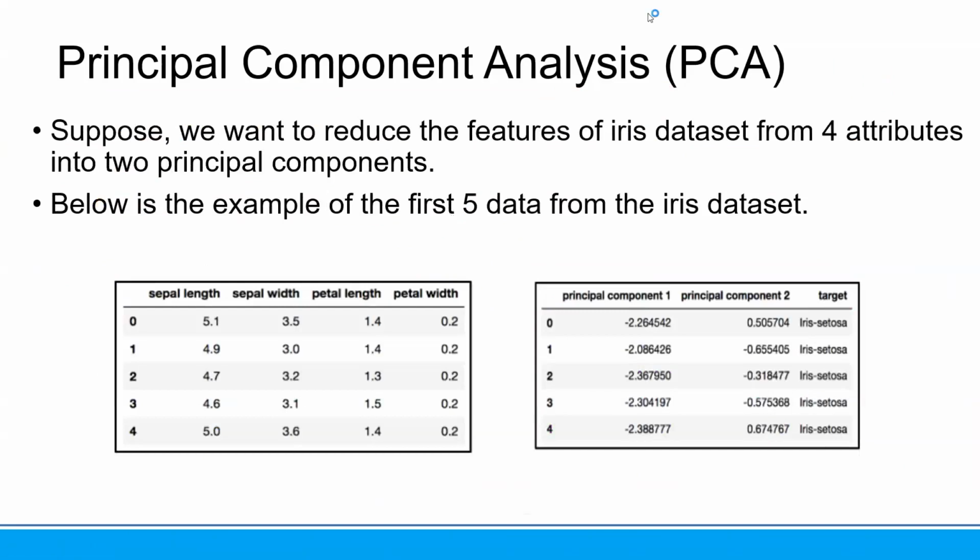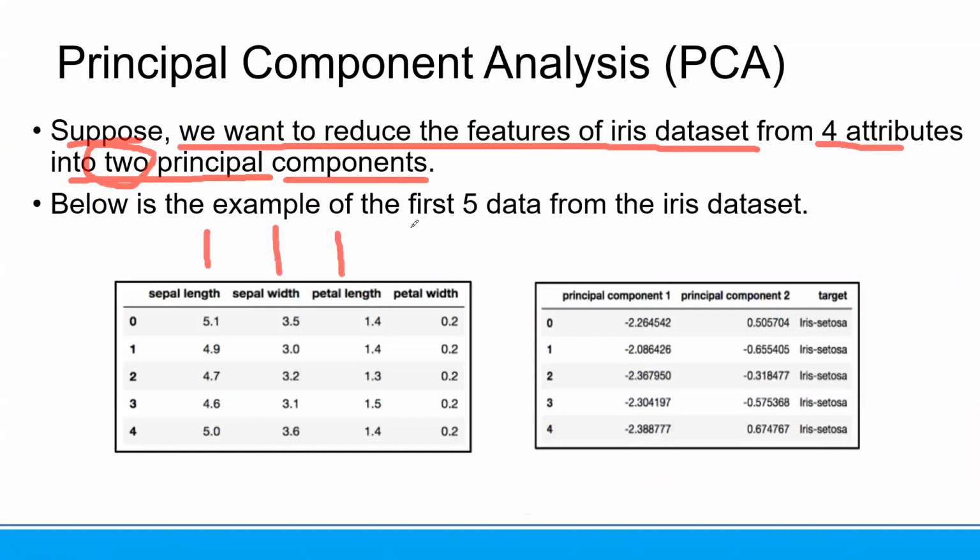This is an example of the iris dataset. Suppose we want to reduce the features of the iris dataset from 4 attributes to 2. I want to check only 2 principal components. So I have 1, 2, 3, 4 columns, and I want to reduce it into 2: principal component 1, principal component 2.